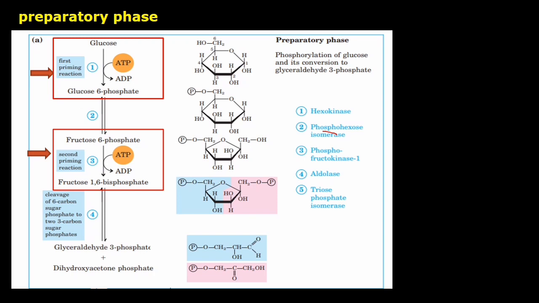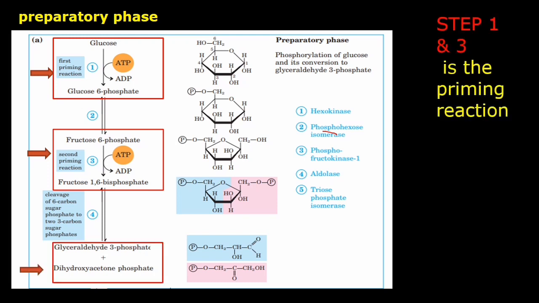The fourth step is the conversion of fructose 1,6-bisphosphate into glyceraldehyde 3-phosphate and dihydroxyacetone phosphate with the help of the enzyme called aldolase.